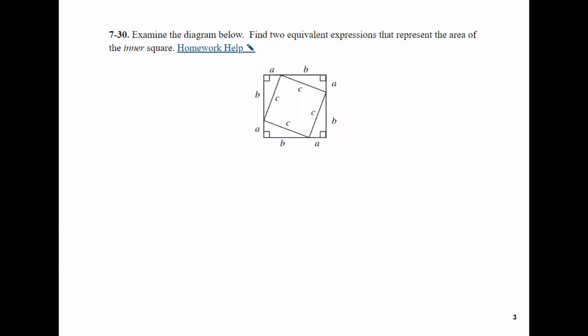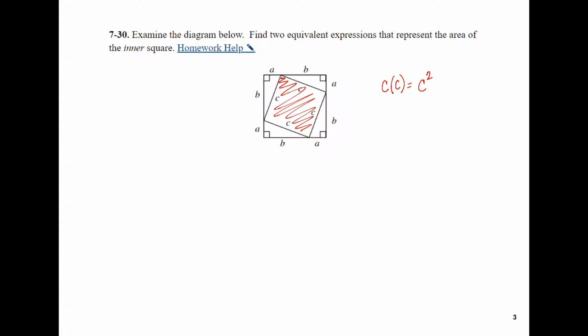Examine the diagram below for 7-30. It says find two equivalent expressions that represent the area of the inner square. So when we look at the inner square, to find the area, we take the length times the width. If we take C times C, we know that is equal to C squared.